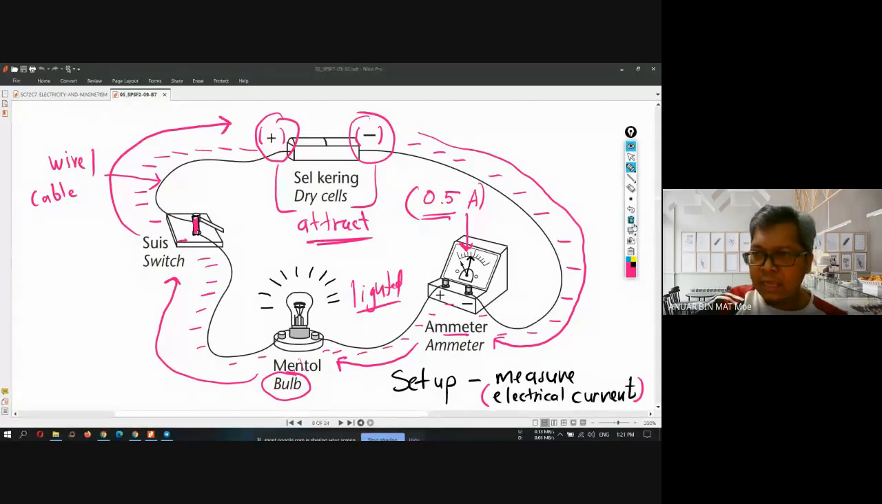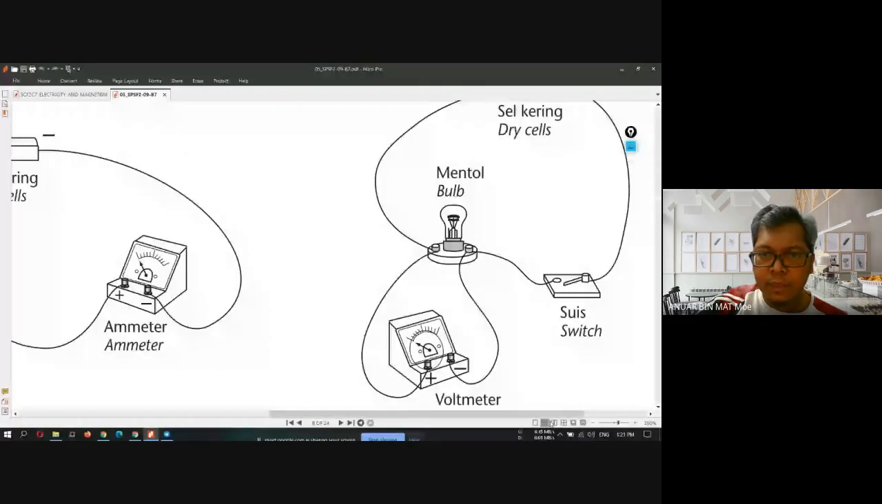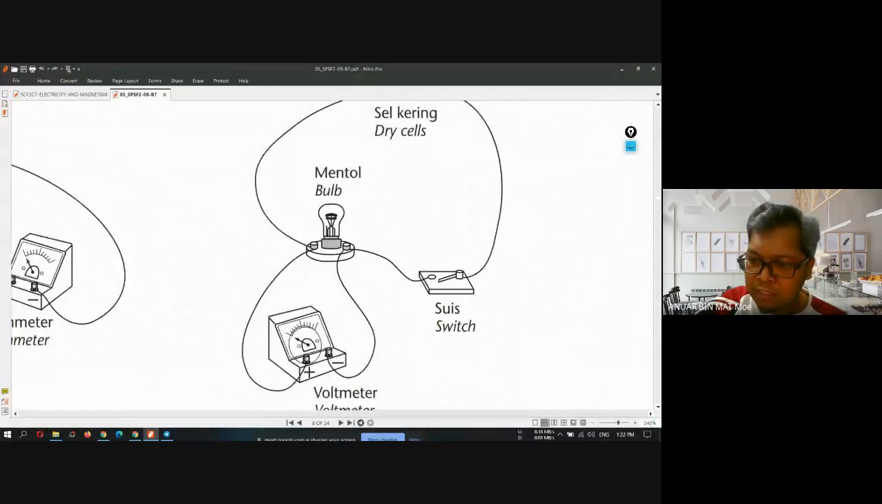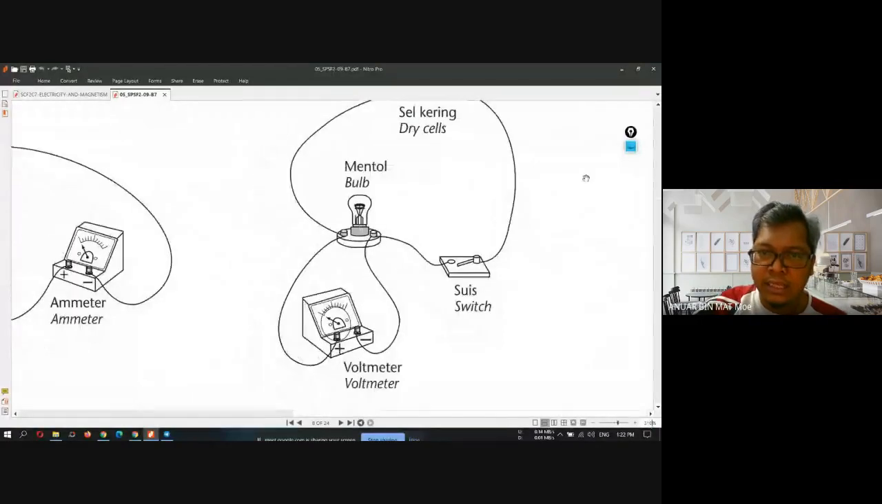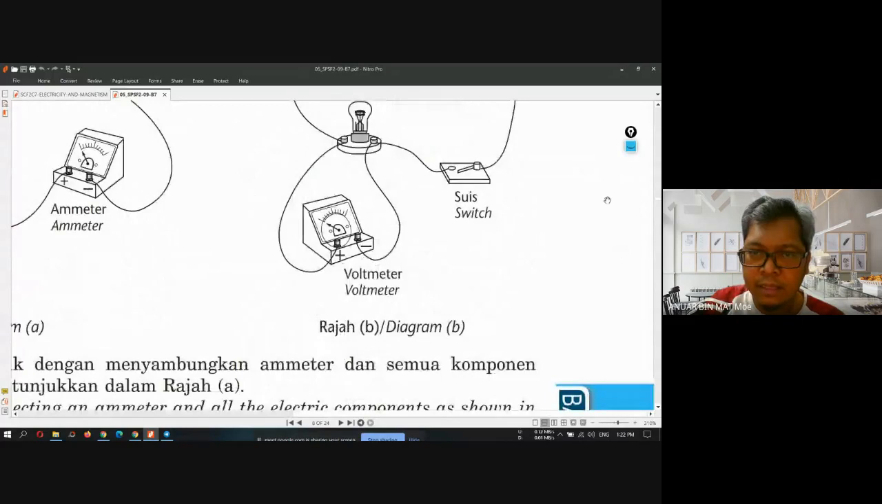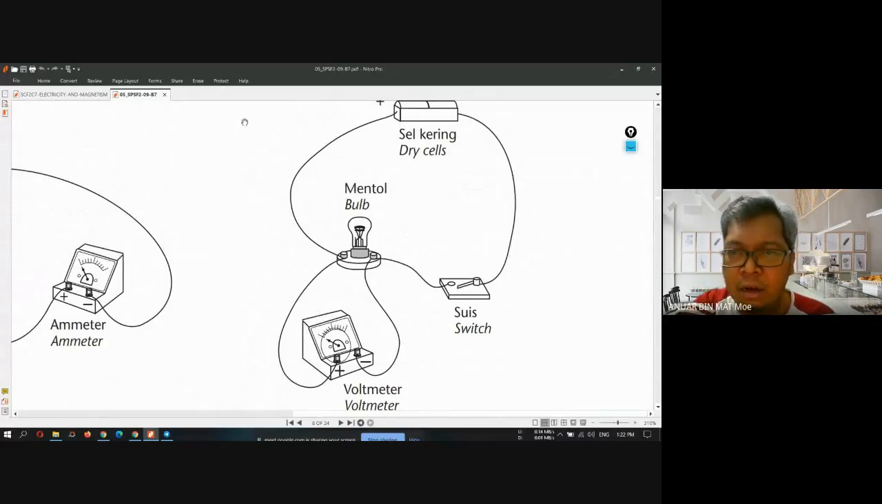So the next one is how we want to set up the circuit to measure voltage. This is the setup to measure the voltage. Can you see the difference over here? This is how you want to set up for voltage. You connect the wire over here. This is the negative terminal.